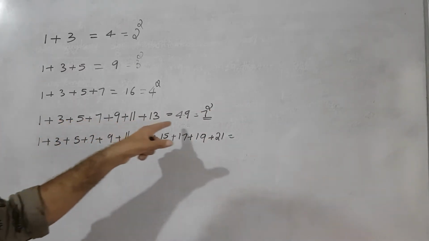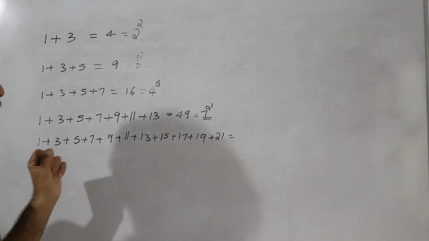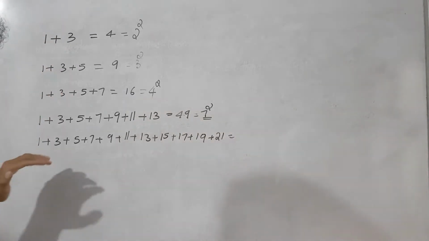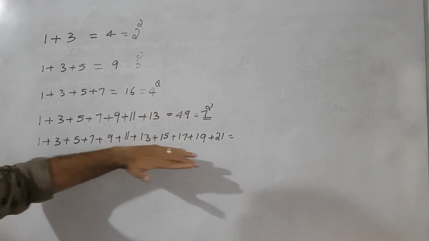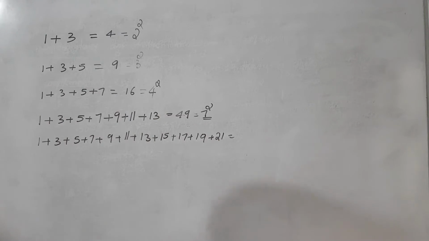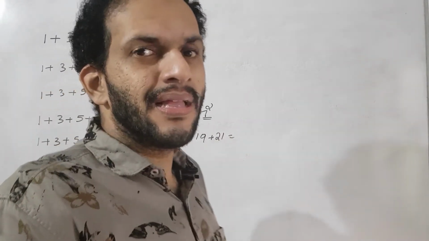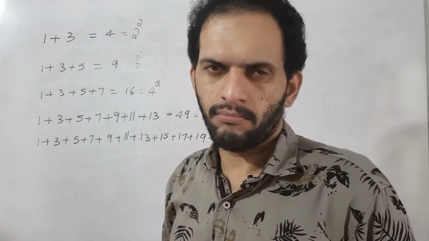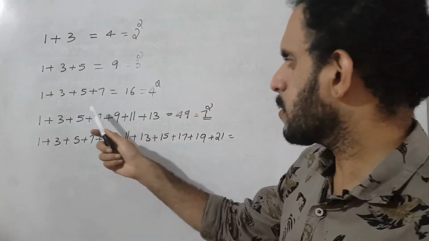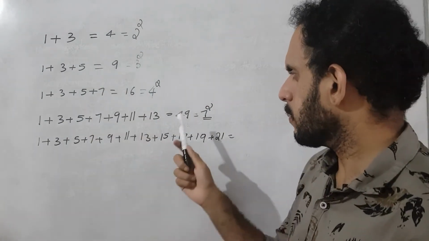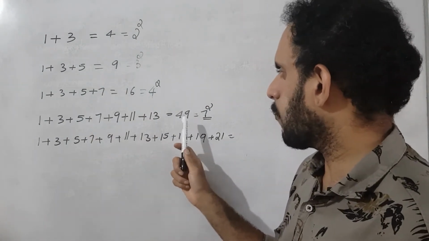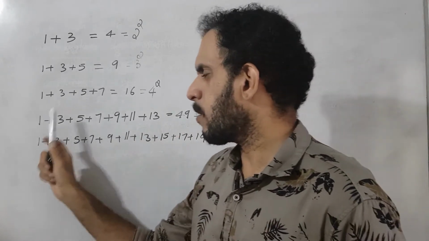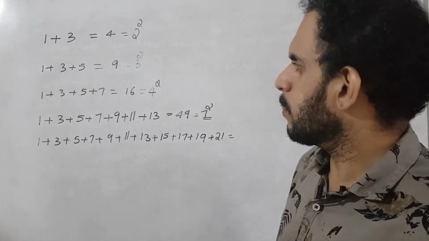Based on these ideas, how do we find the result of this sum? We are adding successive odd numbers starting from 1. How do we find the result without adding? It's very clear. Based on these ideas, the result is 49. The 49 is the square of 7. Why? Because we use only 7 odd numbers. Here we got the result.